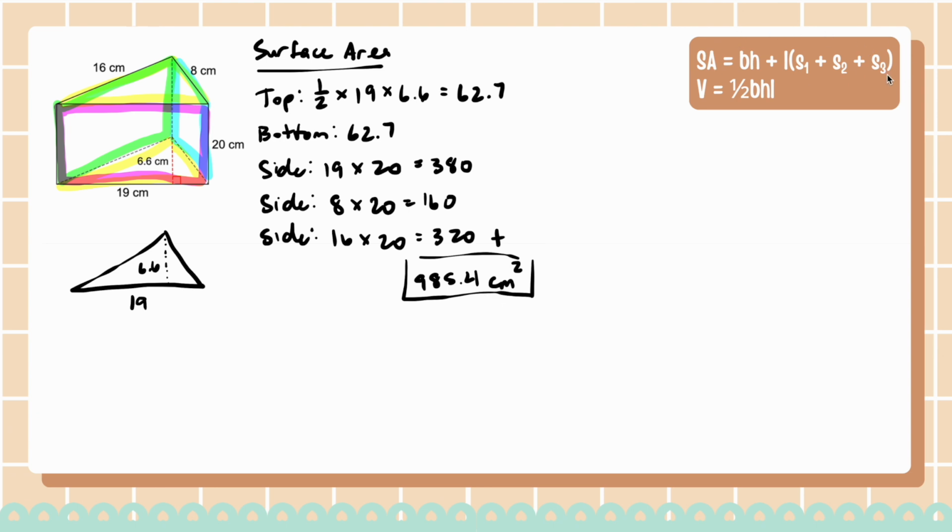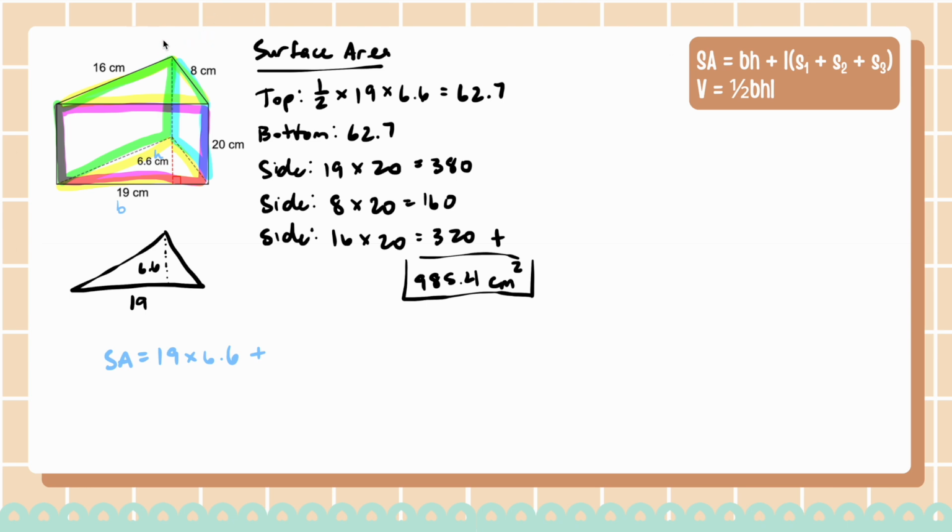Now, what if we wanted to use this formula instead? Well, I'm going to go ahead and start off by labeling each of my dimensions here. So starting with base and height. We already knew that this was the base and this is the height of the triangular base. So that means in my formula, I would start off with base times height, which is 19 times 6.6. I need to add that to all of this over here.